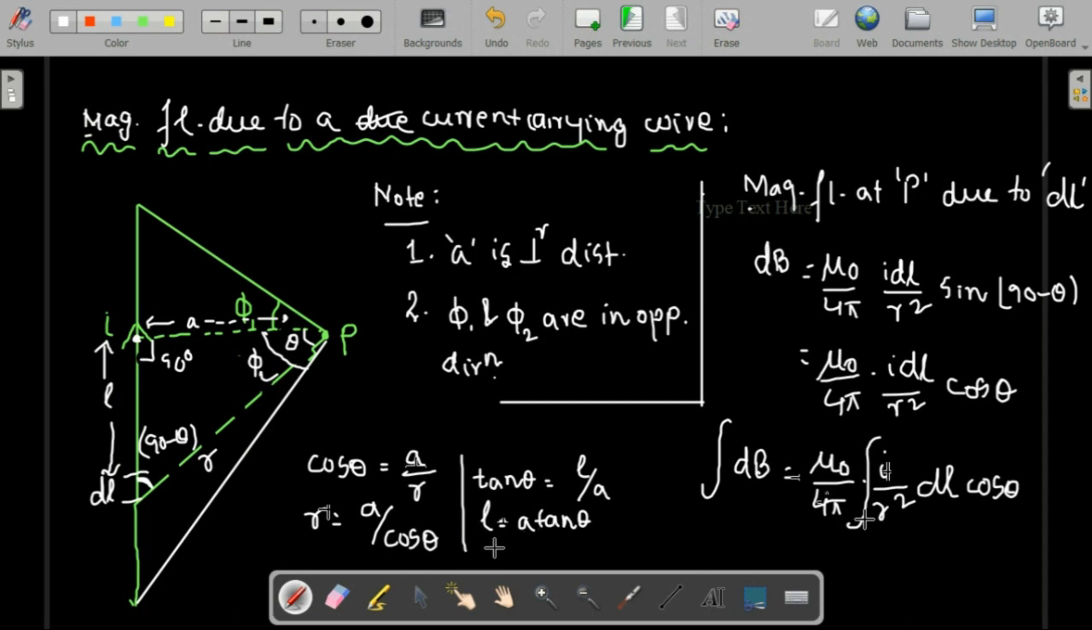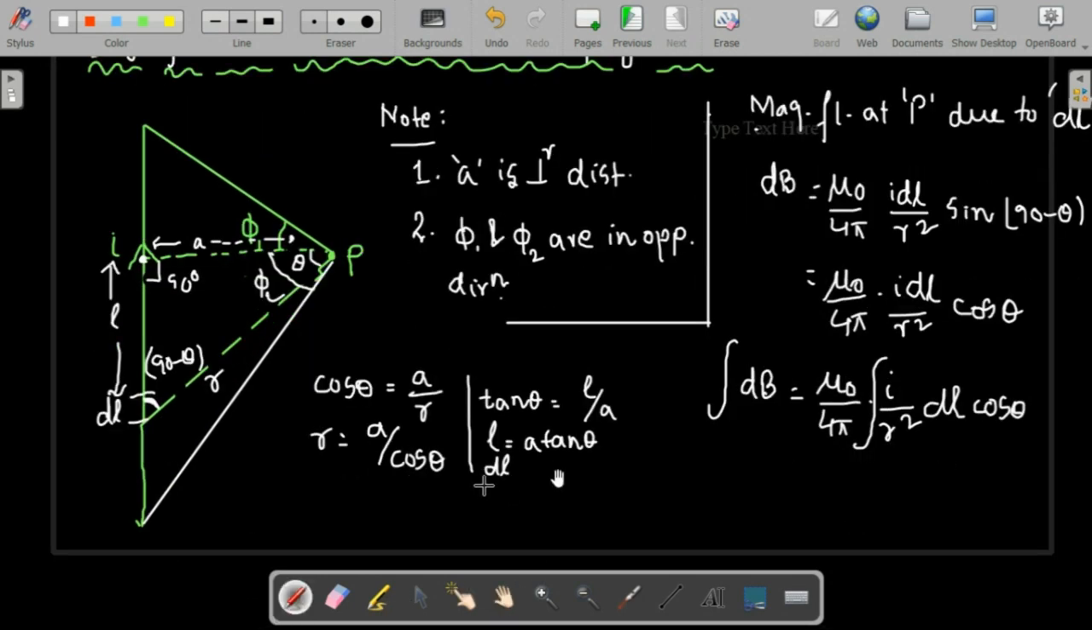That means we can find out what dl is. We can do our differentiation, we can find out dl by d theta. Dl by d theta is equal to d theta of a tan theta, and the derivative of tan theta is nothing but sec square theta. So from here we can find dl. Dl is equal to a sec square theta d theta. This is what we have here.